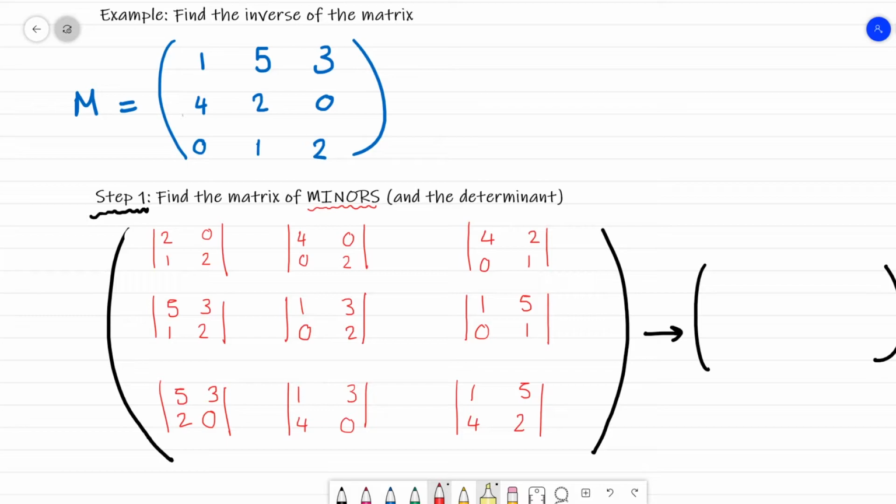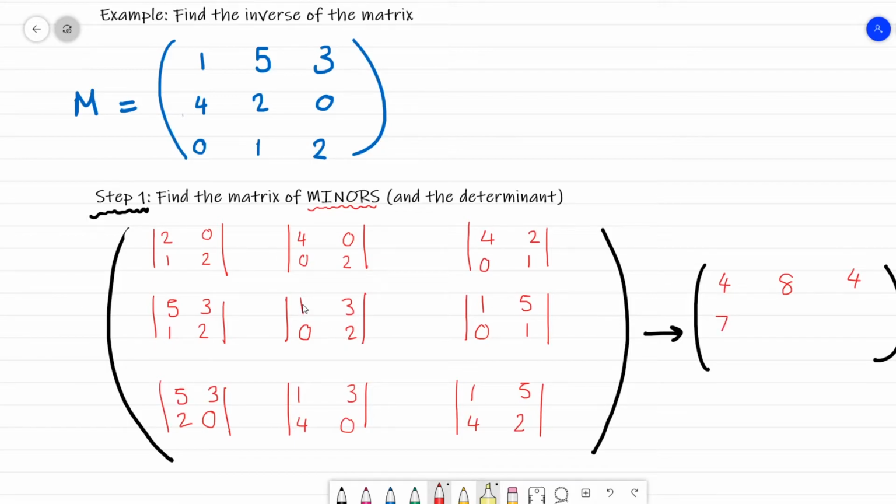All right, let's start evaluating these 2 by 2 determinants. In the top left, I've got 2 times 2 take away 0. That's going to be 4. Here I've got 4 times 2 take away 0 again, which is 8. Over here I've got 4 times 1. There's another 0. That's super convenient, so that's going to work out as 4 as well. Over here, more workings. 5 times 2 is 10, take away 3 times 1, so 10 take away 3, which is 7.